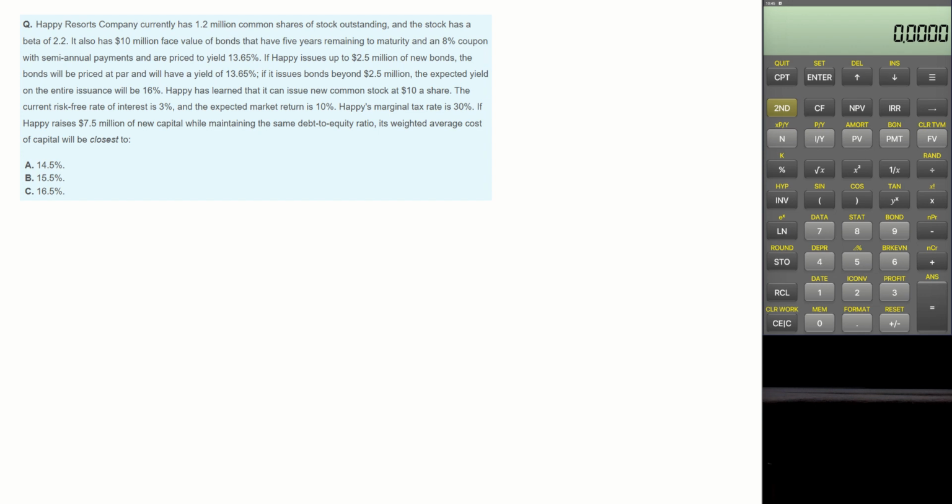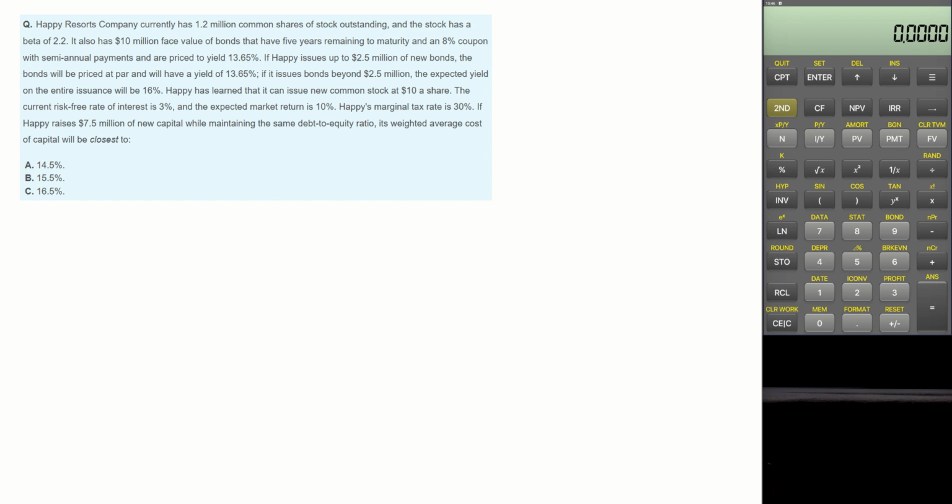If Happy issues up to $2.5 million of new bonds, the bonds will be priced at par and will have a yield of 13.65%. If it issues bonds beyond $2.5 million, the expected yield on the entire issuance will be 16%.